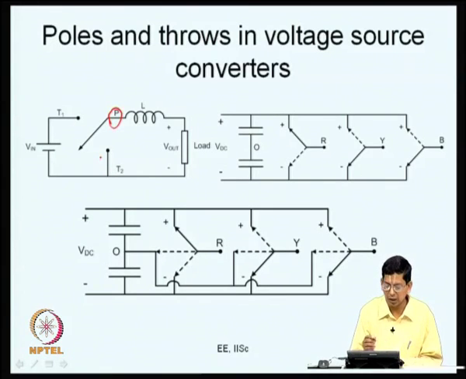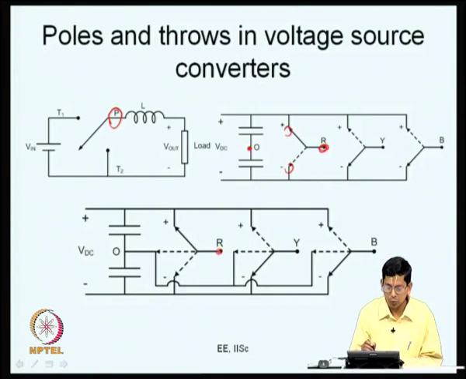Now, similarly, you take this pole voltage. The average pole voltage can be anywhere between the voltage at the top throw and the voltage at the bottom throw. So, that is anywhere between plus VDC by 2 and minus VDC by 2 measured with respect to the DC bus neutral.